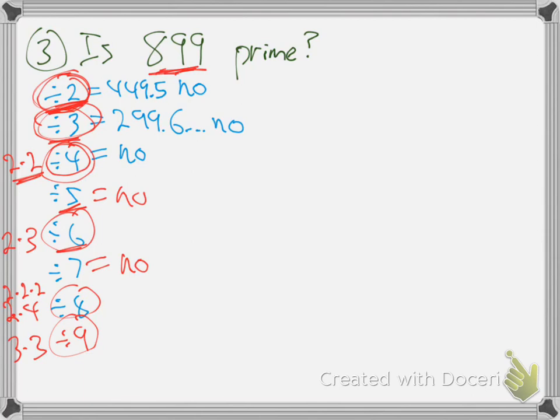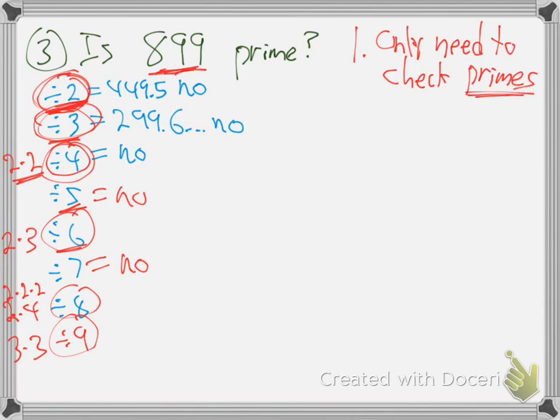So there's our first observation. Observation number 1: you only need to check the primes. If you're trying to find out if anything divides evenly into 899, you only need to check the primes, because all the other numbers are just made out of the primes, aren't they? So if you've checked the primes, you've checked all the numbers, because all the other ones are just combinations of the primes. You see how the primes are the most important numbers?